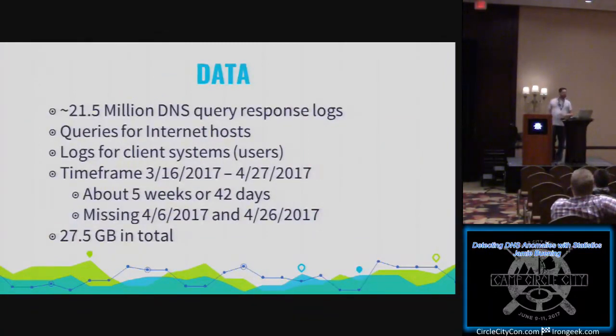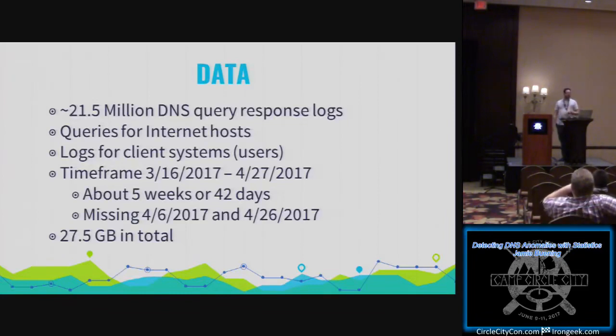The examples I have were done based on this data set. What I did was collect about 21.5 million DNS query response logs. These are all for internet hosts, so we have an internal network, and there's no local DNS querying or anything. They're also for client systems, so these aren't network devices or servers. Focus on those users where they're more likely to bring in something malicious via phishing or browsing on not necessarily great websites. So we're going to try to find anomalies there that may end up being malicious activity.